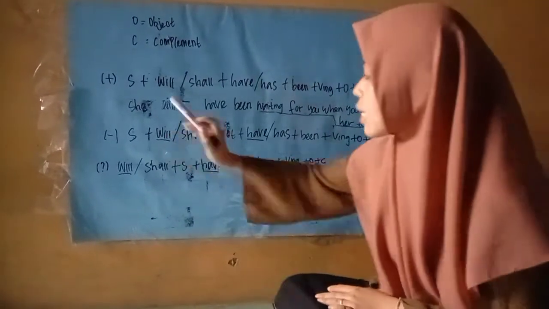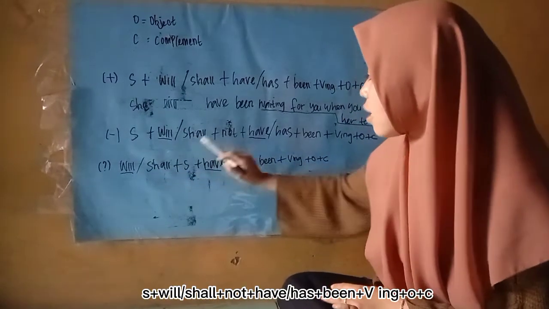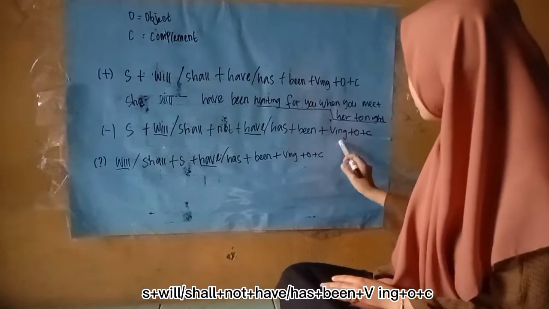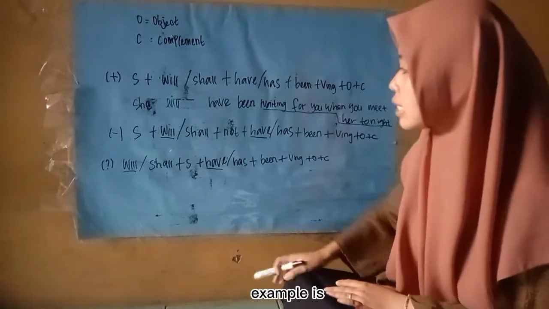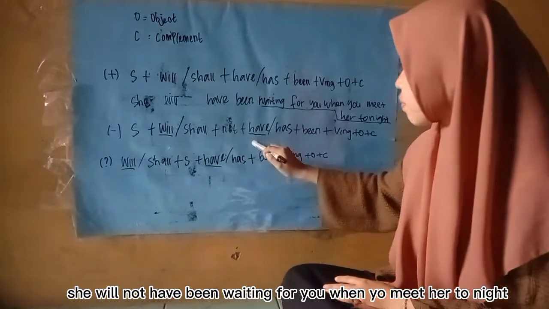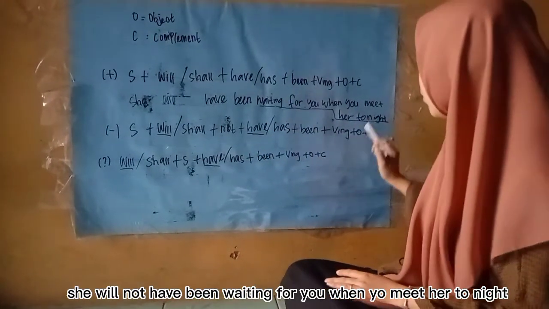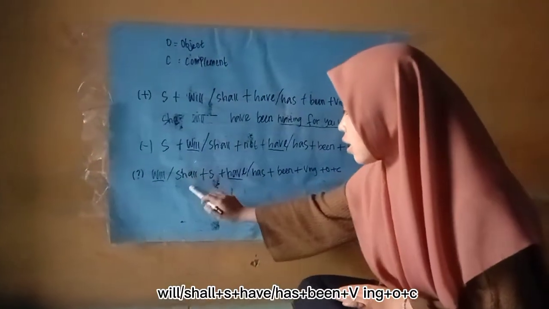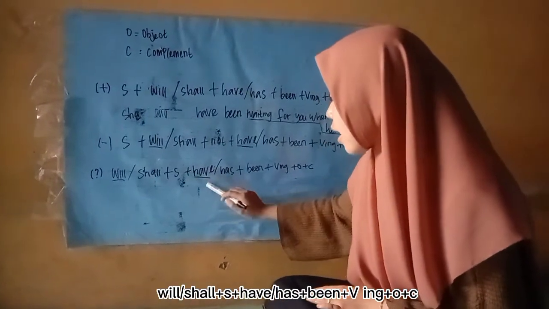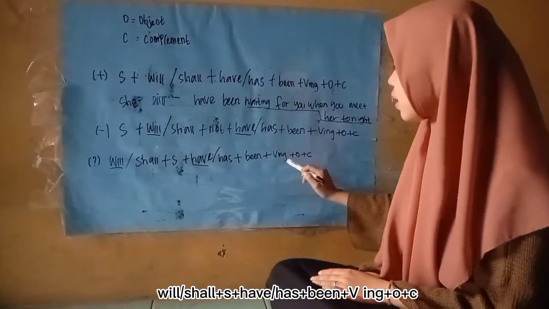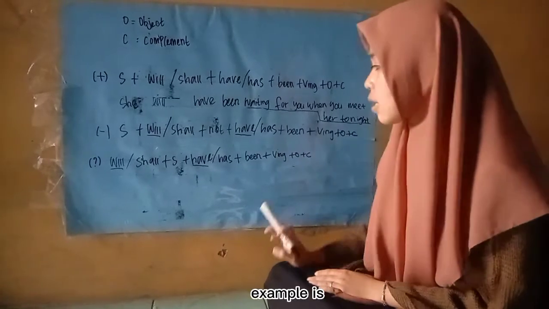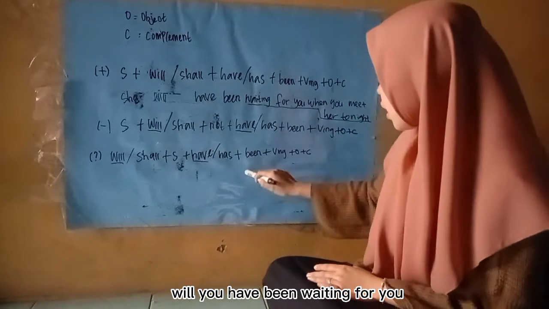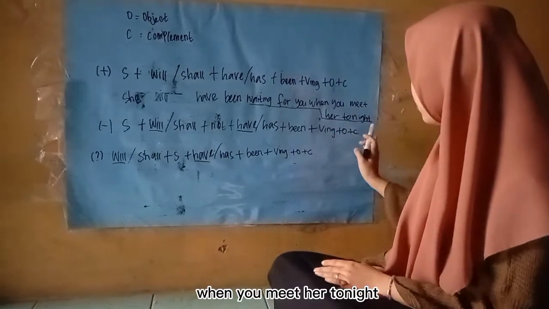If negative, subject plus will or shall plus not plus have or has plus been plus verb in plus object plus complement. Example is: she will not have been waiting for you when you meet her tonight. If interrogative, will or shall plus subject plus have or has plus been plus verb in plus object plus complement. Example is: will you have been waiting for you when you meet her tonight?